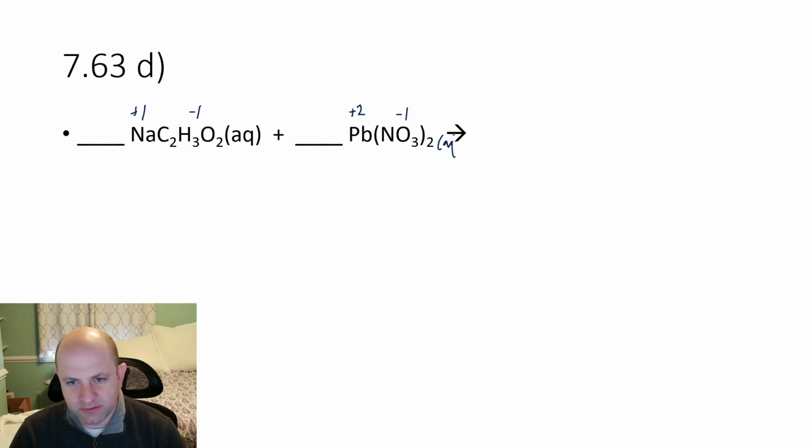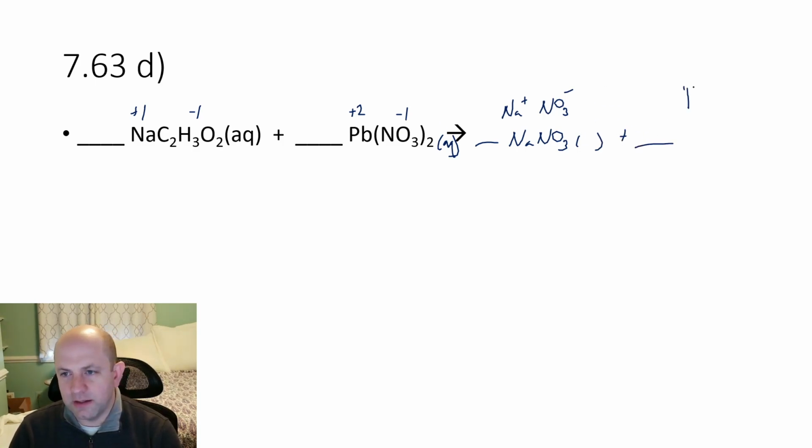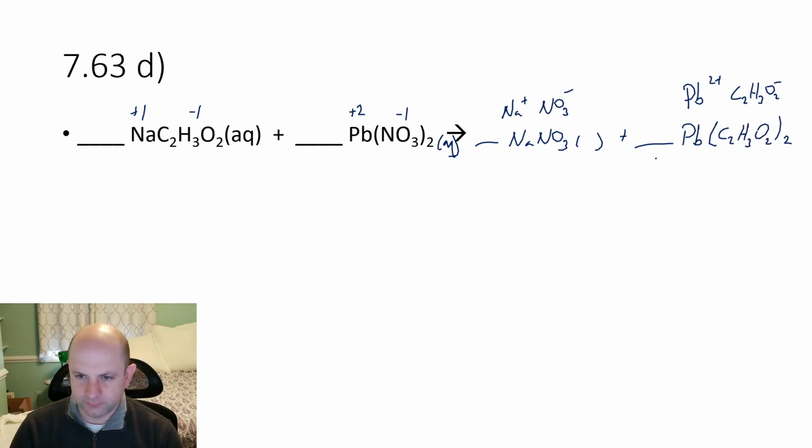I just saw that the aqueous here is missing, so I'll go ahead and write that in. Now that we've got our charges, let's switch the partners. We've got sodium here. We've got nitrate. We have 1 and 1 when we switch them: NaNO3, and we'll just leave a blank there. Then we've got lead, which is +2, and acetate, which is -1. When we switch them: Pb(C2H3O2)2, and again, we'll just leave a little blank there for the state of matter.